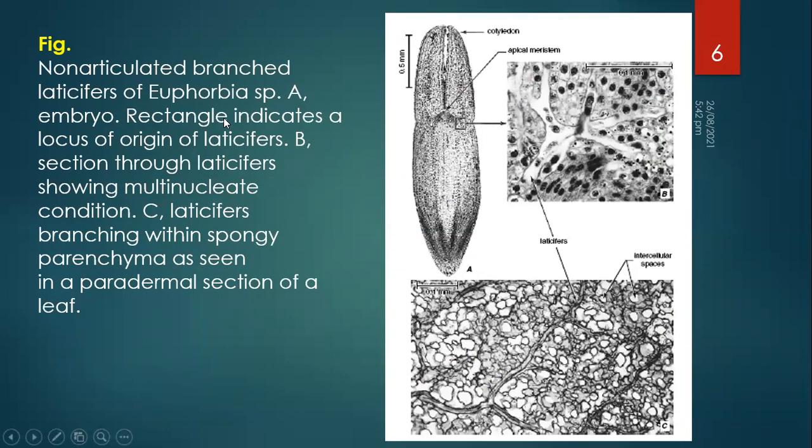The figure also shows the non-articulated branched laticifers of the Euphorbia species. This figure shows the embryo; the rectangle indicates a locus of the origin of the laticifers. B describes sections of the laticifers showing the multinucleate condition. C shows laticifers branching within the spongy parenchyma as seen in a paradermal section of a leaf. These are the branching patterns of the laticifers present in the paradermal section of the leaf.